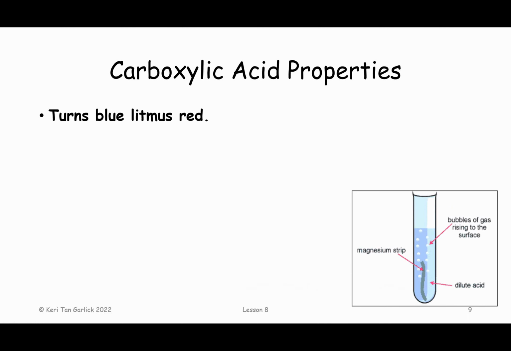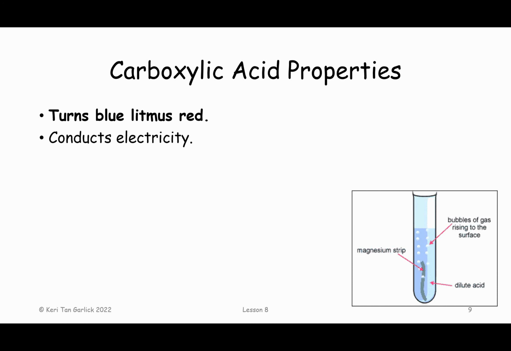Cool. Since it is an acid, it will turn litmus paper red. So blue litmus paper red, or universal indicator red. That's also a very good way to identify it. Remember, this is unique to the carboxylic acids. This won't happen with the ketones, aldehydes, or alcohols. So specifically, carboxylic acids will be the ones to change litmus.